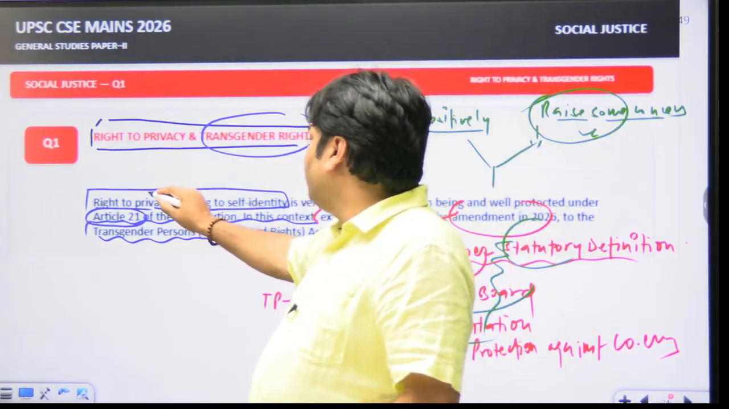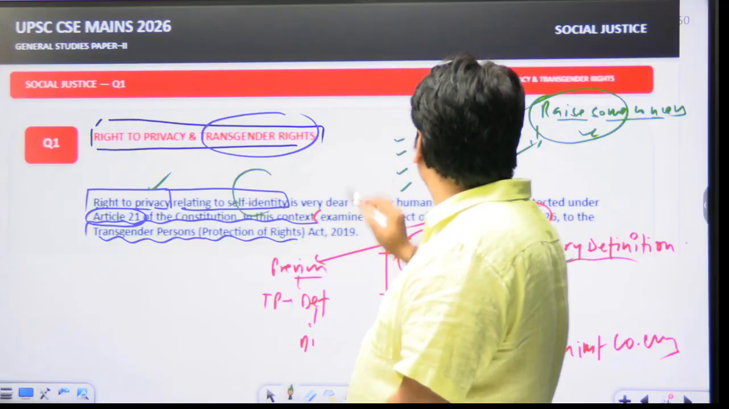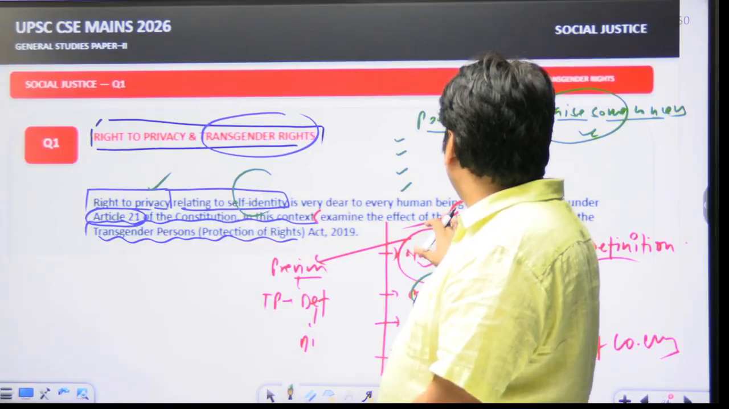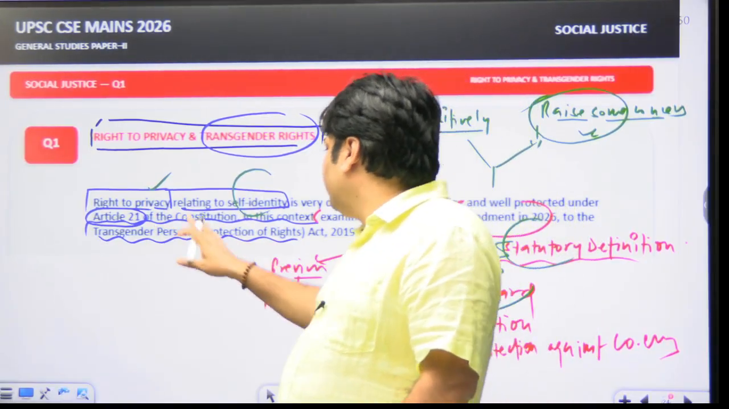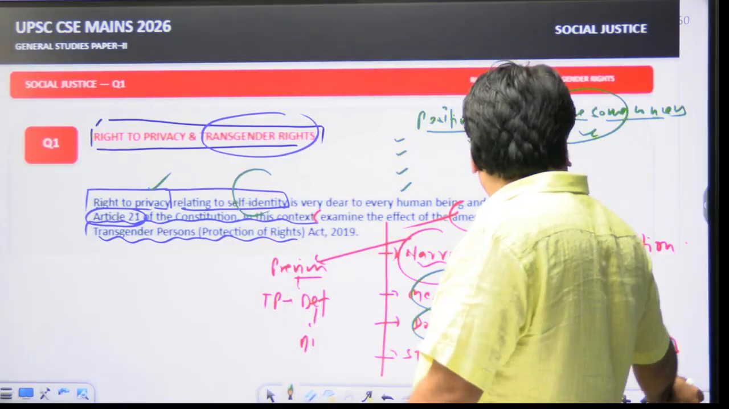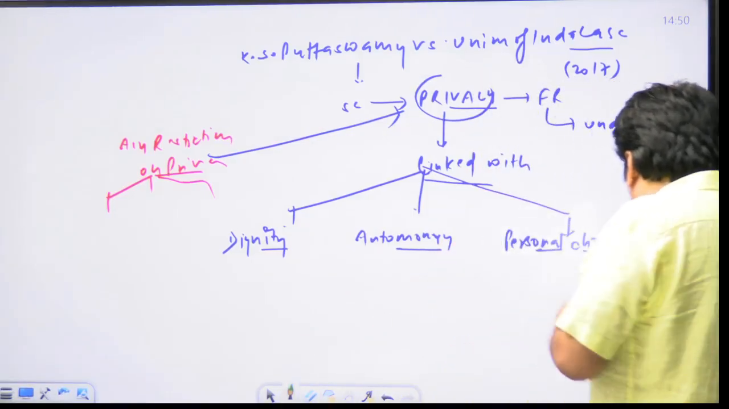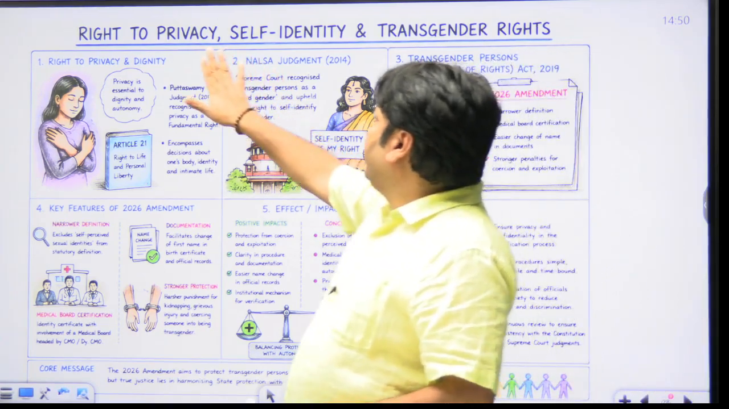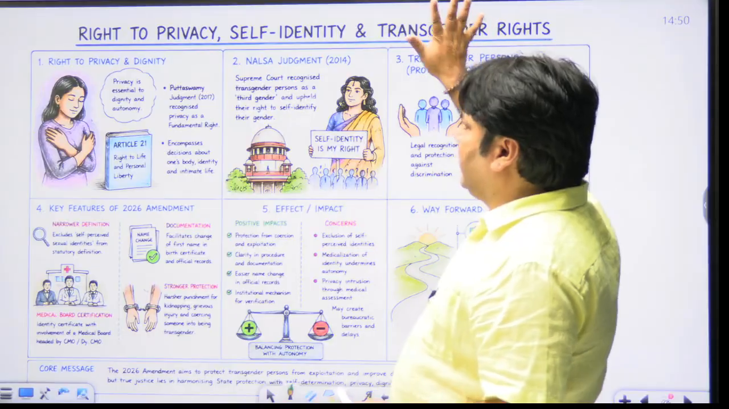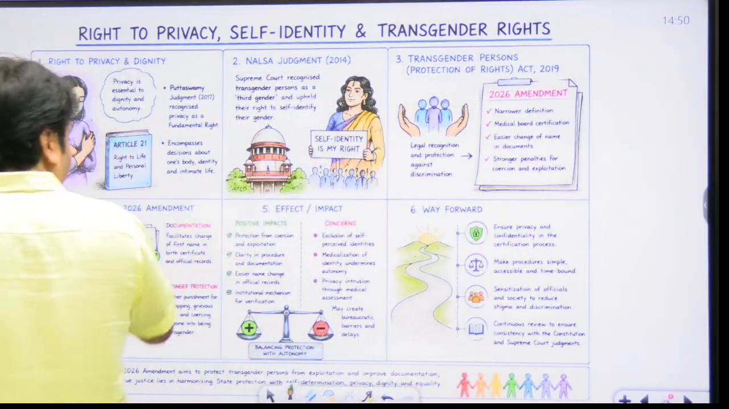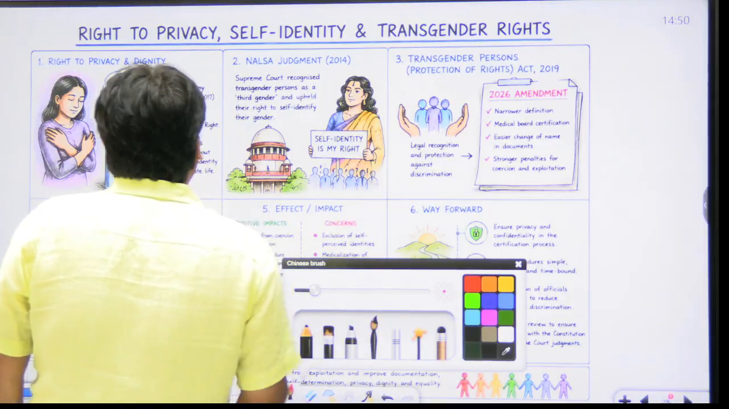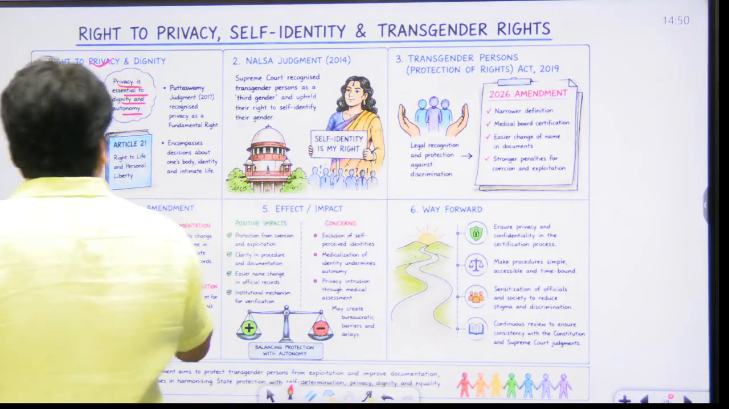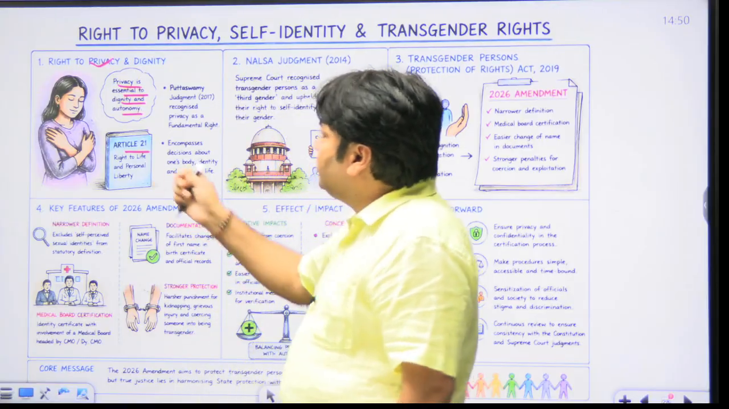That's, for example, right to privacy, self-identity, okay. Article 21, we have discussed the amendments in the 2026 Transgender Persons Protection of Rights Act, plus we also have discussed a few additional pieces of information here, right? So it's right to privacy, self-identity and transgender rights. So right to privacy and dignity, I have discussed with you. Privacy is essential to dignity and autonomy. Article 21 talks about the right to life and personal liberty.